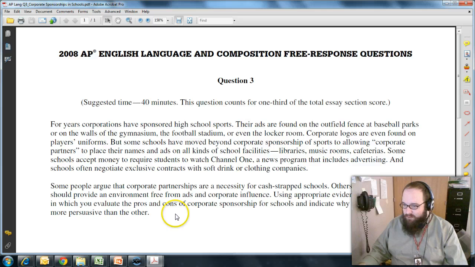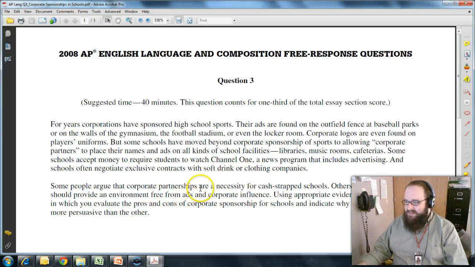Some people argue that corporate partnerships are a necessity for cash-strapped schools. Others argue that schools should provide an environment free from ads and corporate influence. Using appropriate evidence, write an essay in which you evaluate the pros and cons of corporate sponsorships for schools and indicate why you find one position more persuasive than the other. Okay. It's an example from back in 2008. It's essentially telling you to take a position within this debate because it's asking you to evaluate the pros and cons and then indicate why you find one more persuasive than the other. So you yourself have to be persuasive in demonstrating why your point of view is valid.